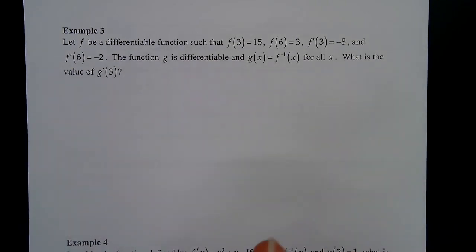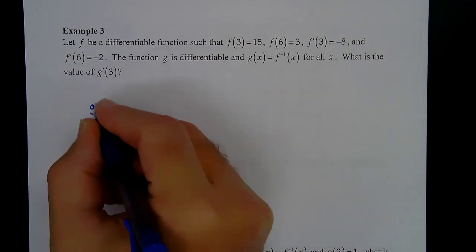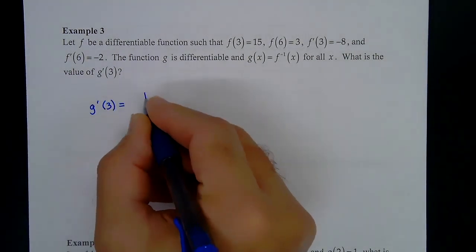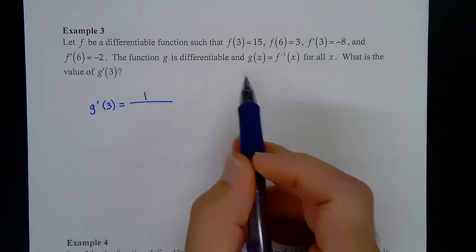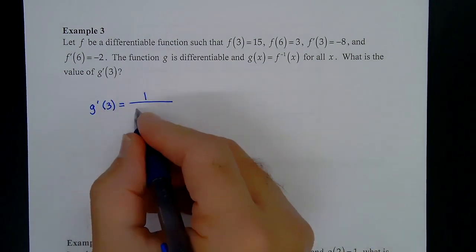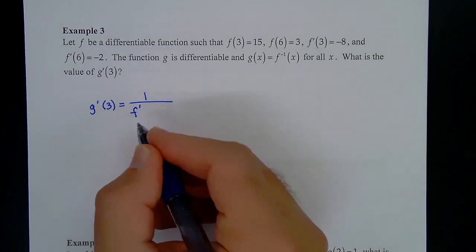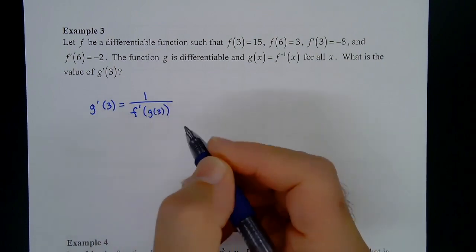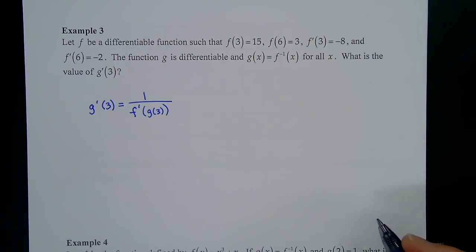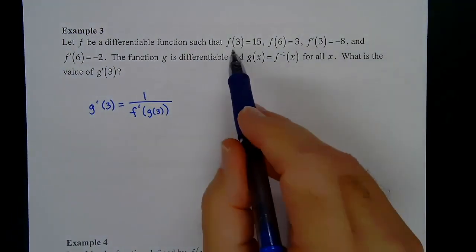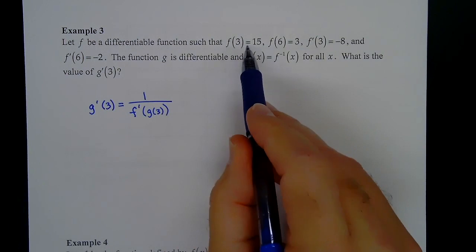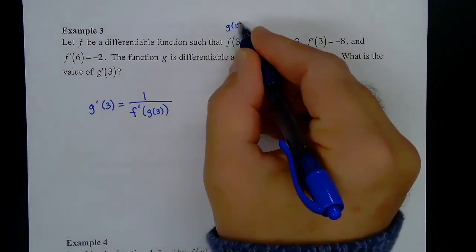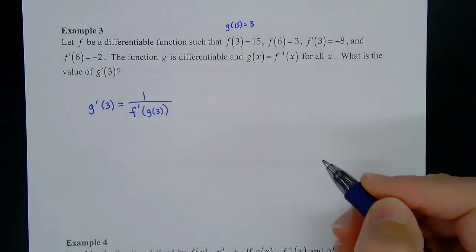So to find g prime of 3, that would equal 1 over, since f and g are inverse functions of each other, this means f prime of g of 3. Okay, so how do I find g of 3? Well, is this g of 3? No. That would actually be telling us g of 15 is equal to 3.